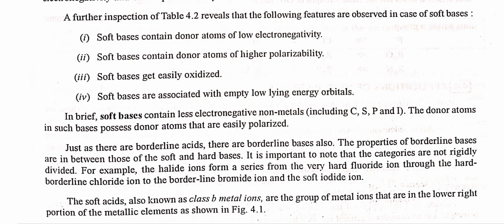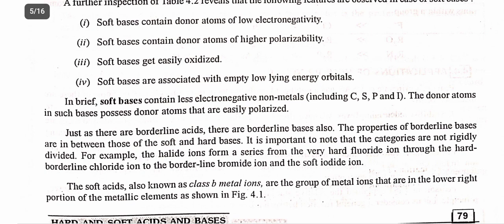Just as there are borderline acids, there are borderline bases also. The properties of borderline bases are in between those of the soft and hard bases. It is important to note that the categories are not rigidly divided. For example, the halide ions form a series from the very hard fluoride ion through the hard borderline chloride ion to the borderline bromide ion and the soft iodide ion. The soft acids, also known as class B metal ions, are the group of metal ions that are in the lower right position of the metallic elements, as shown in figure 4.1.